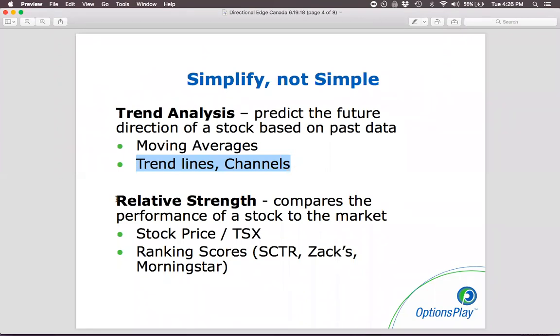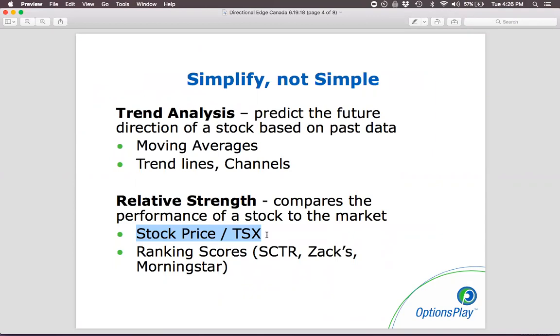The second method of analysis that I want to propose is relative strength. This is a very commonly used indicator amongst institutional investors because it helps people understand what's in favor and what's out of favor, and that's really important from an institutional asset management perspective. And the relative strength is simply comparing the performance of a stock relative to the overall market. So you can do a simple relative strength analysis by simply taking the stock price and dividing it by some major indices such as the TSX 60 or any of the S&P indices.